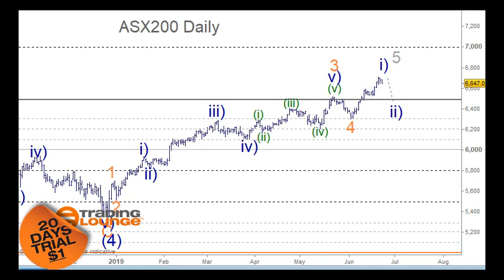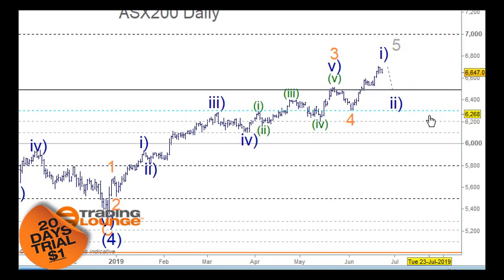Welcome to Trading Lounge and the Asian report for the 24th of June, starting with the ASX on the daily chart. We've probably got a top in place here now for either wave 1 or wave 5. If it's wave 1, then the 61.8% retracement level is just back down under the 6,500 level, which is a medium level when it comes to the Trading Lounge trading levels.